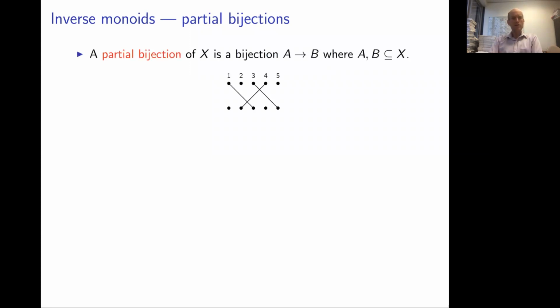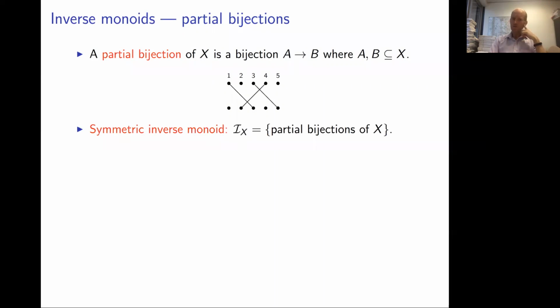So, monoids of partial bijections. Well, a partial bijection is just a bijection between subsets of a set. And we usually just denote these graphically like this. The elements of X are listed, and we just draw lines to say which point goes where. For a given X, the set of all such things forms an inverse monoid. It's called the symmetric inverse monoid. It plays the role of the symmetric group within inverse monoids.